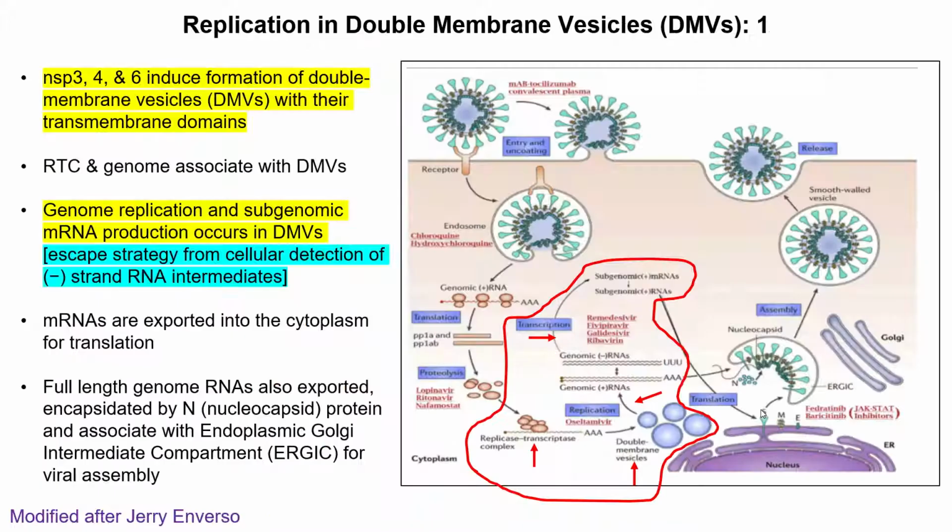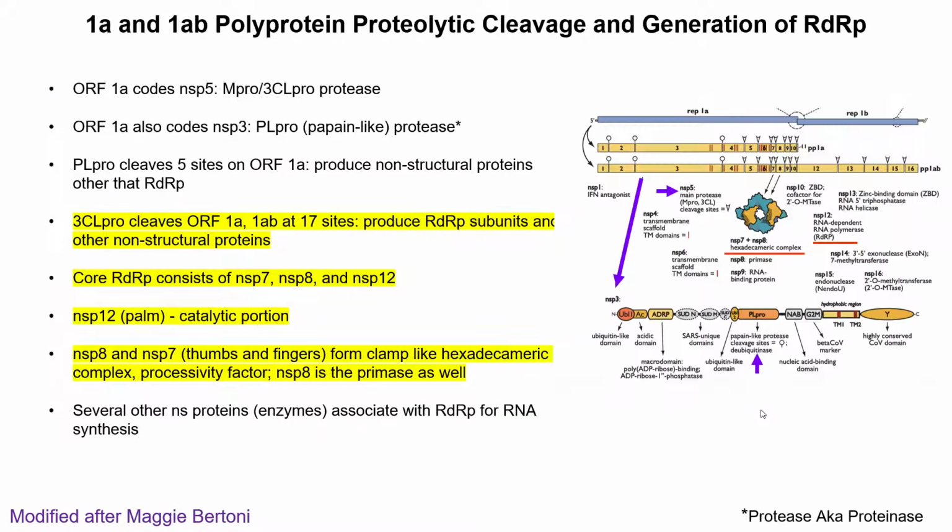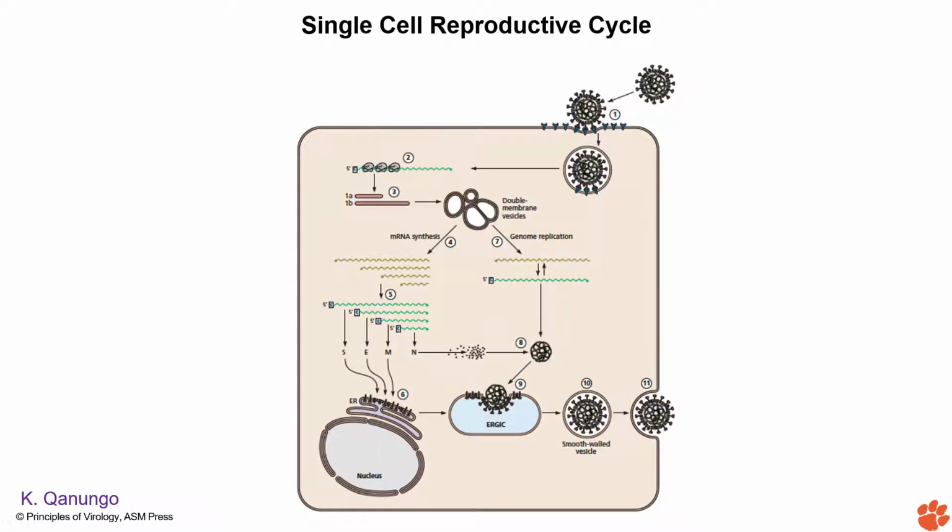So after that, what we are going to talk about, let's go to the first one. See that this is the double membrane vesicle. Now all the non-structural proteins are made.